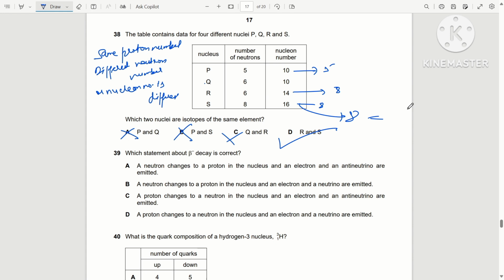Question 39. Which statement about beta decay is correct? We know that in beta decay, a neutron is changing into an electron plus a proton plus an antineutrino. So a neutron changes to a proton, an electron and an antineutrino. Option A is correct.